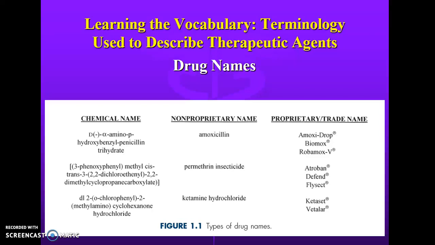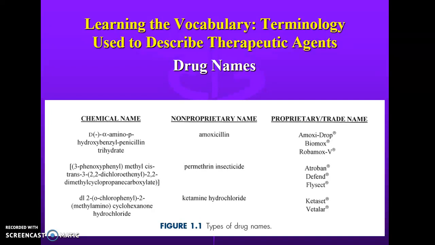So let's start with talking about drug names. And this is a little table, it's out of your book, and we have a list of some chemical names, their associated non-proprietary names, and then proprietary or trade names. So a chemical name, this first drug is D-alpha amino P hydroxybenzyl penicillin trihydrate, otherwise known as amoxicillin.